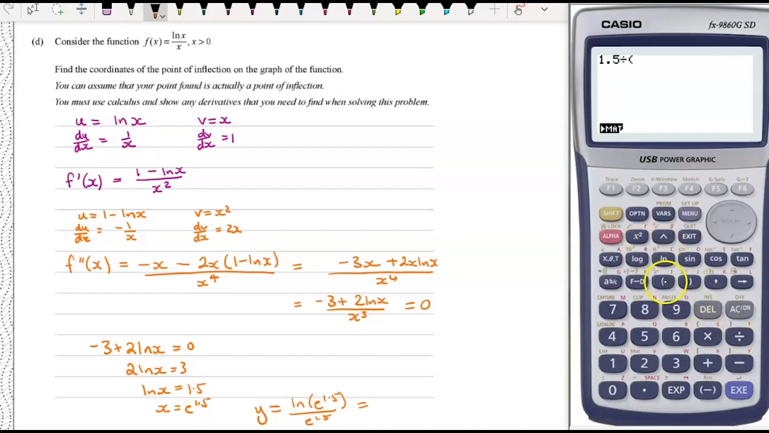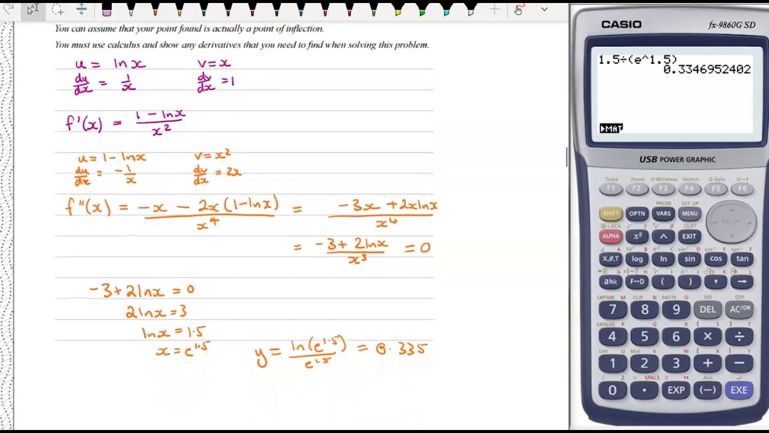Let me just pop this into here. Where's my e gone? E to the 1.5. So that's going to be 0.335, while x is 4.48. So there we've got our x and y coordinates. Let me just tidy that zero up a little. There we go.